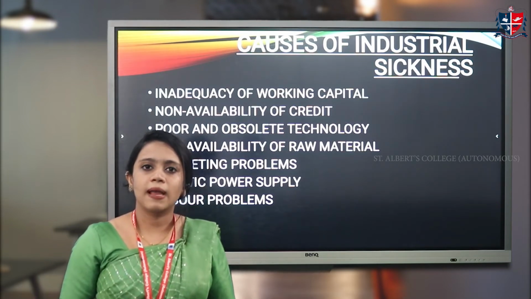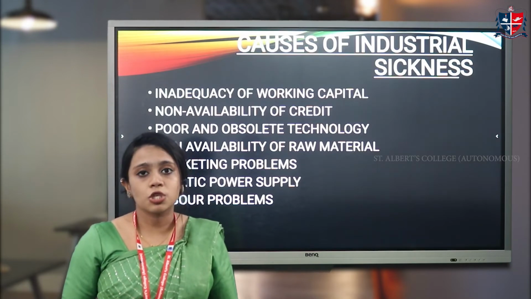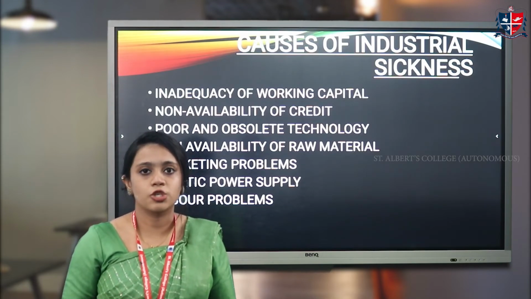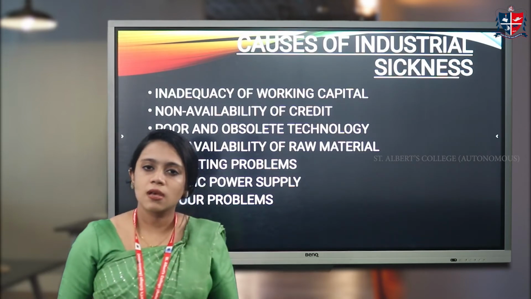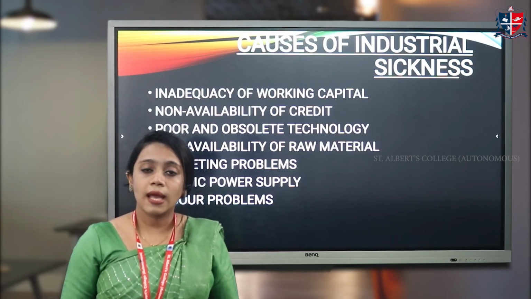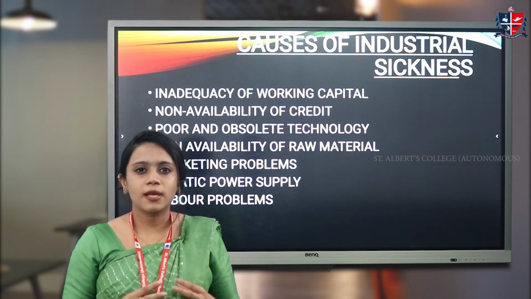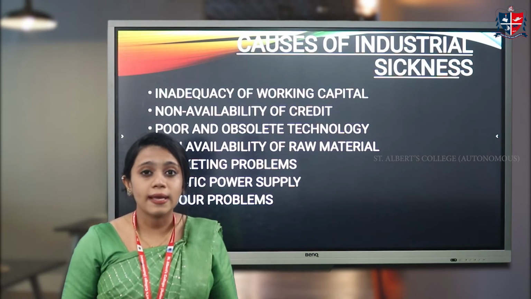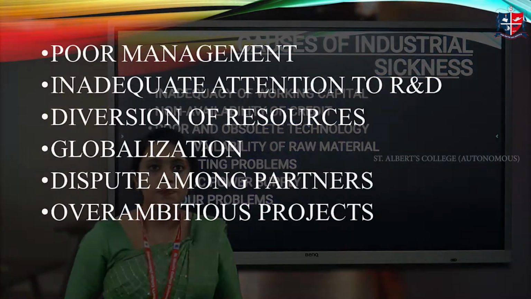The next point is erratic power supply. Shortage in power supply affects the industries. This results in delay in production of goods and leads to financial loss. And the next point is labor problems. The relationship between the employer and the employees may not be cordial. Some of the labor problems, such as strike, layoff, lockout, may lead to industrial sickness.